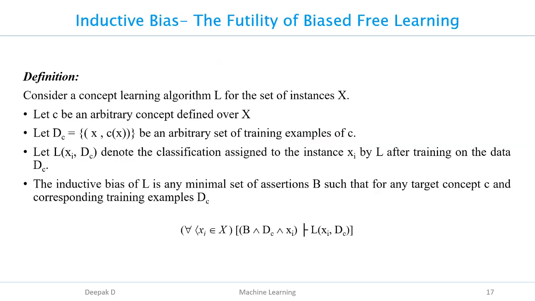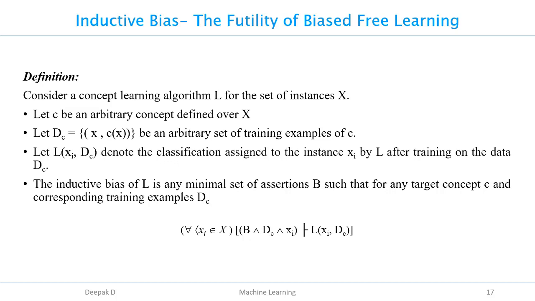So as we discussed earlier, the fundamental property of inductive inference is that a learner that makes no a priori assumption regarding the identity of the target concept has no rational basis for classifying any unseen instance. So this is your inductive inference. Because inductive learning requires some form of a priori assumption, or inductive bias, it will be useful to characterize different learning approaches by their inductive bias. So let's see this in the form of a definition.